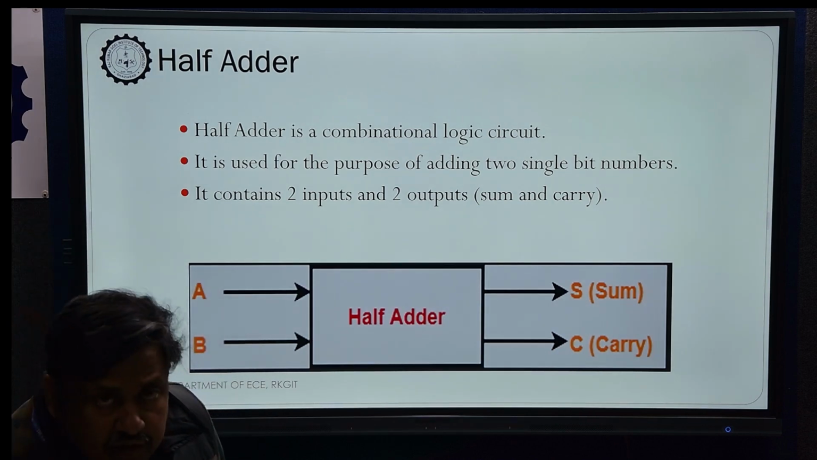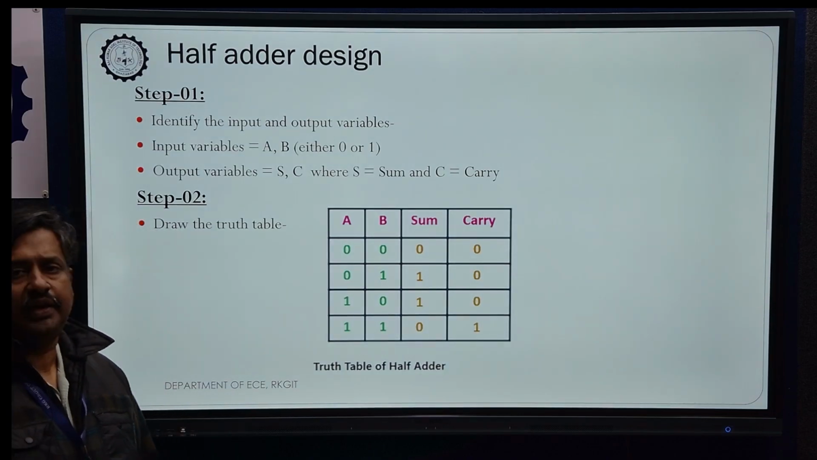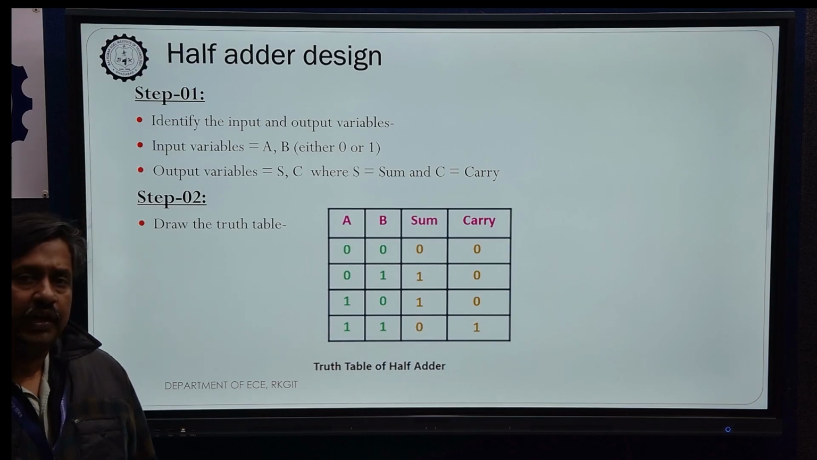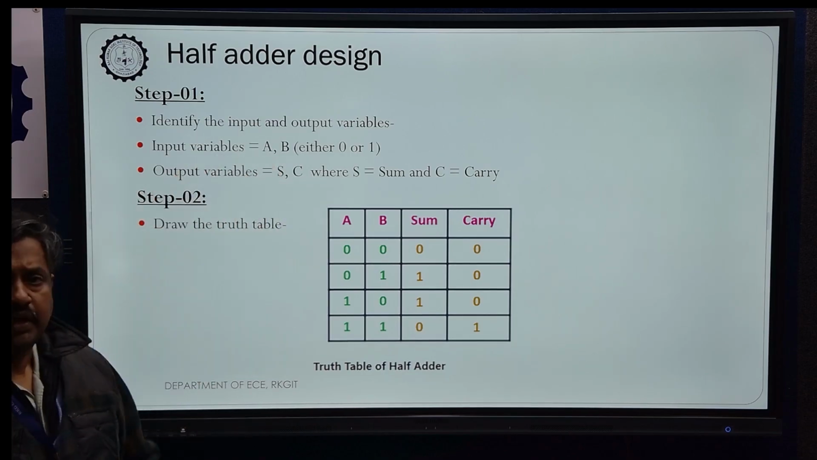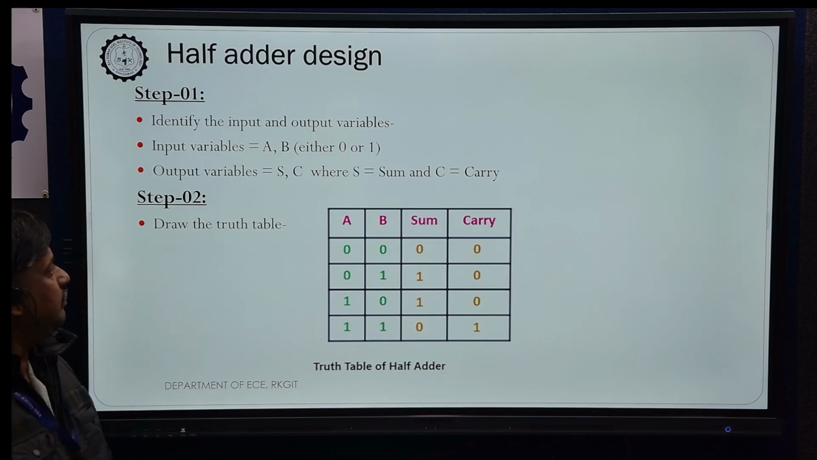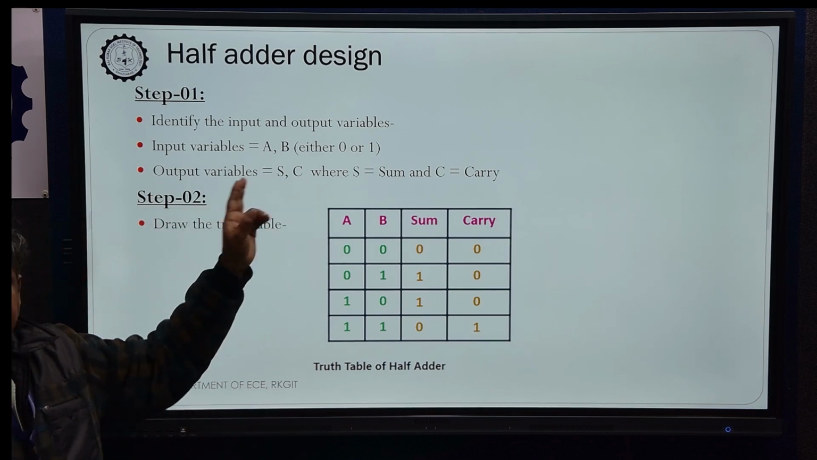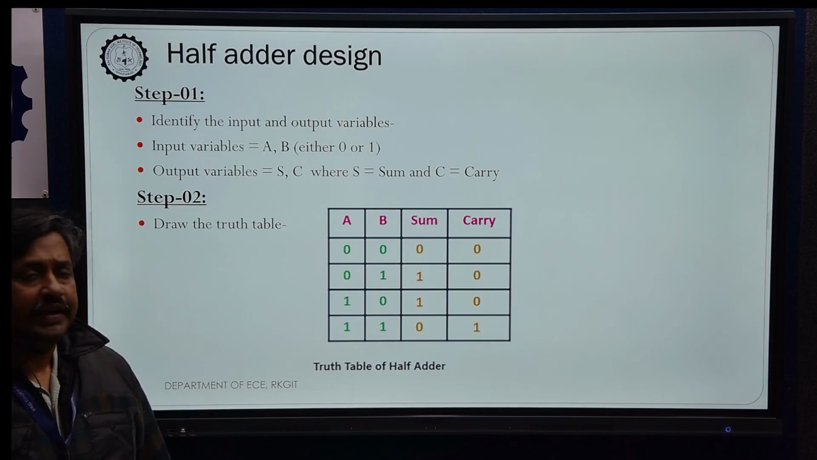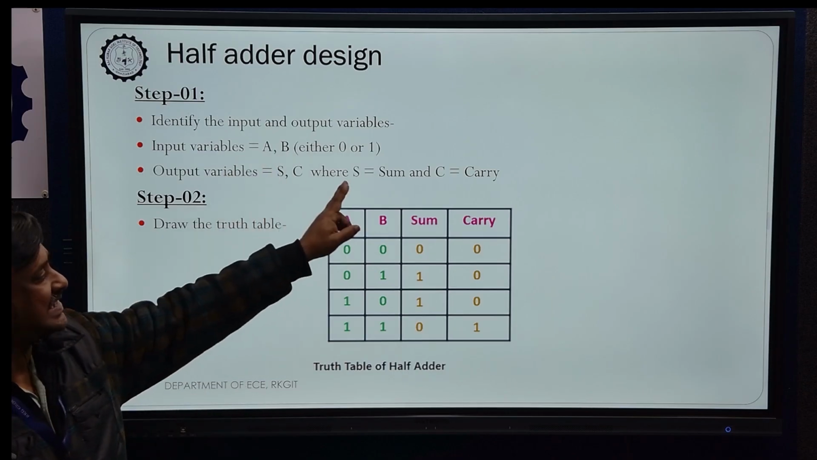Let me come to the design part of the half adder. As I mentioned earlier, the first step is to identify the inputs and outputs. First we identify the inputs. The 2 input variables are A and B. Here we give the inputs in binary form, either 0 or 1. One input is A, another input is B, and the outputs are S and C, where S is called sum and C is called carry. So we have 2 inputs, A and B, and 2 outputs, sum and carry.